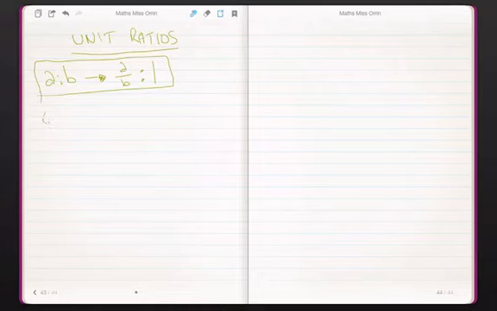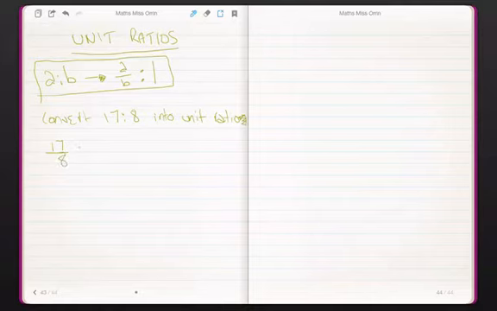So for an example, let's try and convert 17:8 into a unit ratio. The first thing we're going to do is turn it into a fraction. Now the only thing that we need to do is take the bottom number and put it over itself. So we've really written the ratio out again, 17 to 8, and then we've just put 8 on the bottom of both of them.